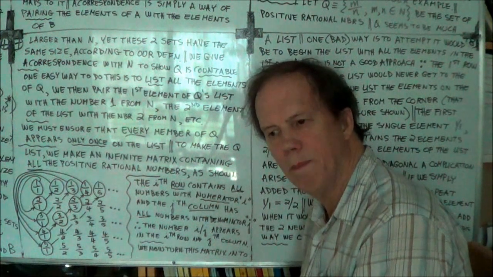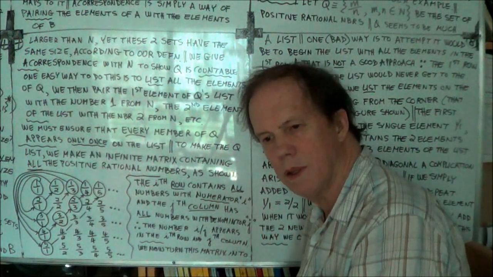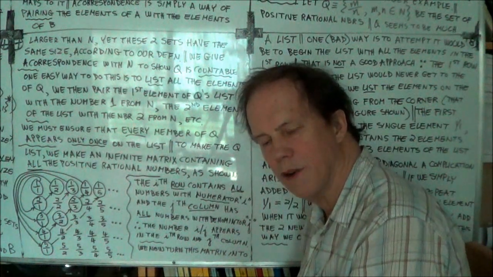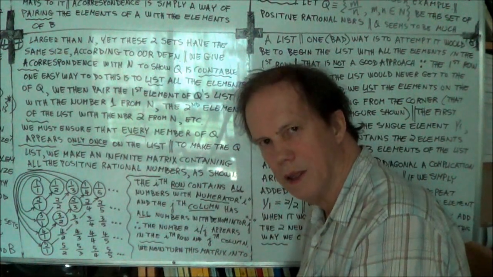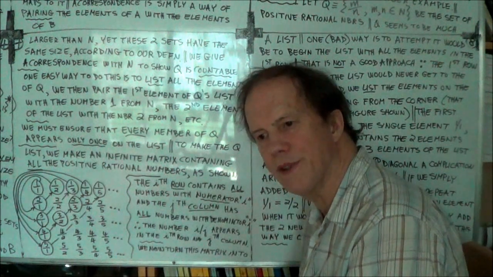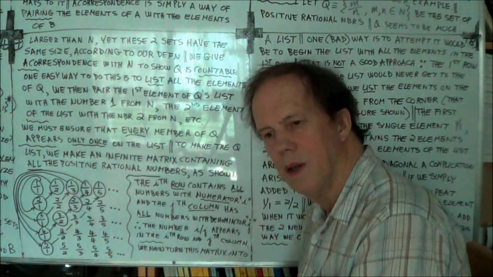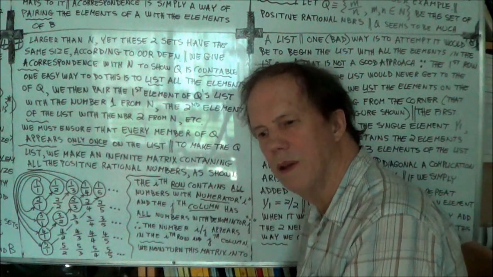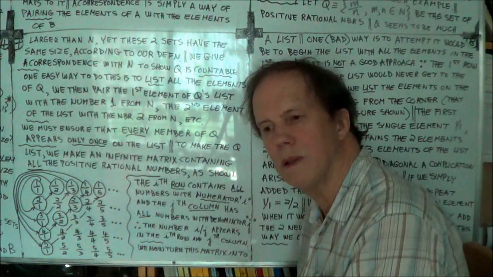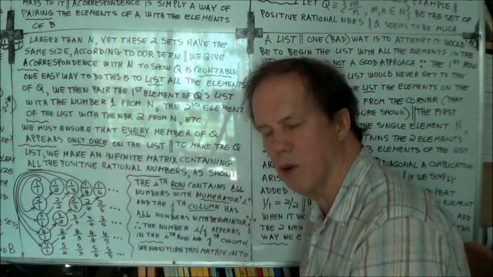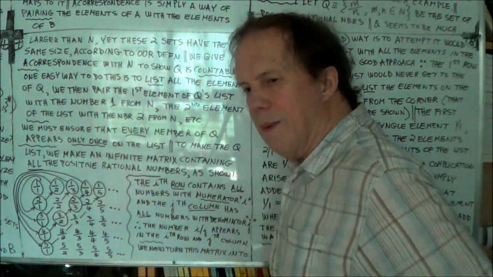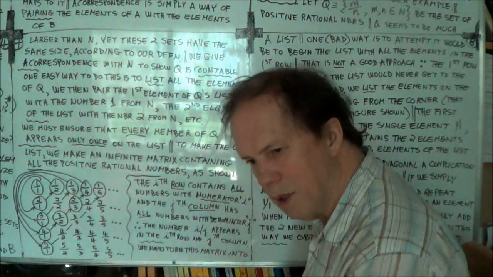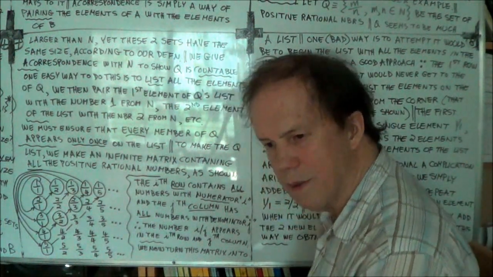And what does that mean again? Well, it means that you can form a correspondence between that set, big Q, the set of positive rationals, and big N, the set of natural numbers. So we're trying to prove that big Q is countable.